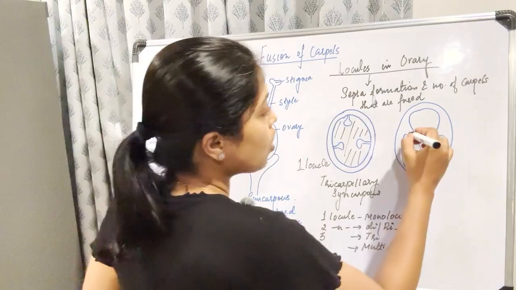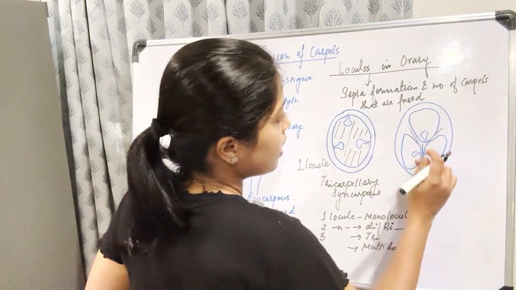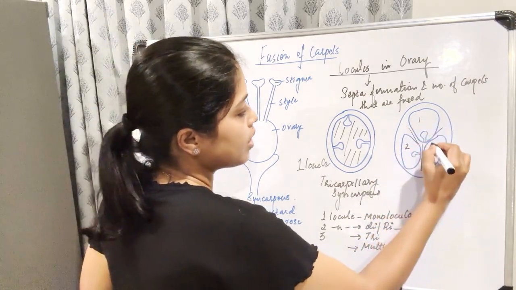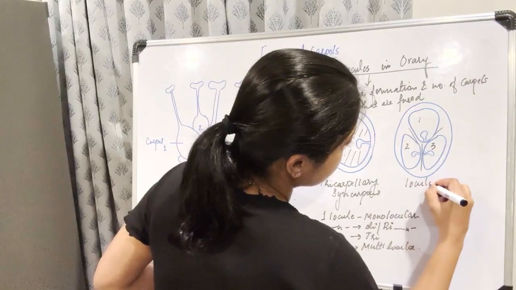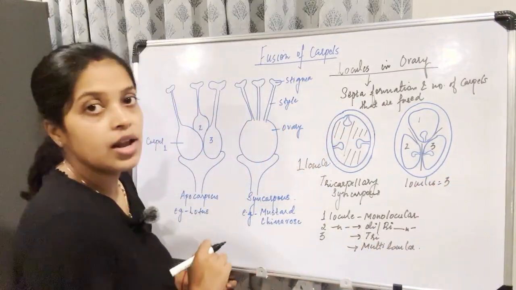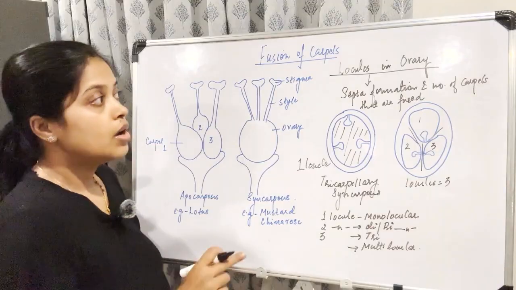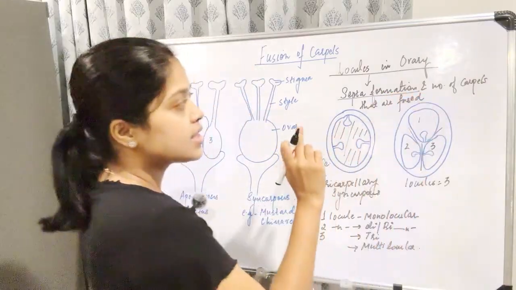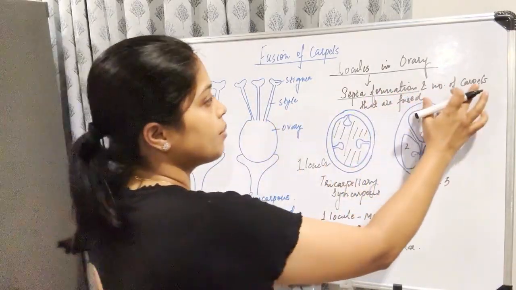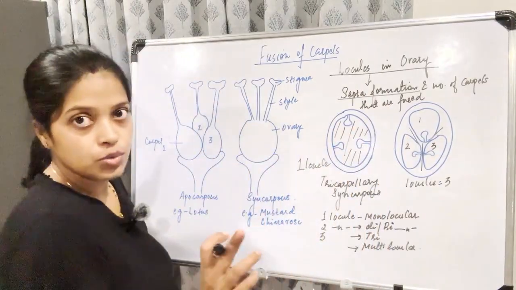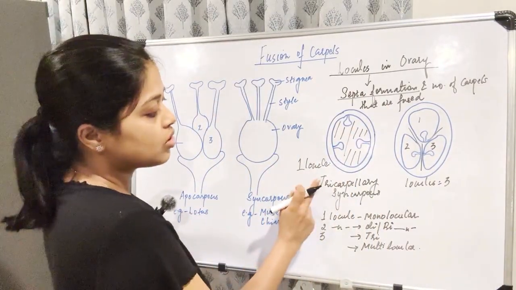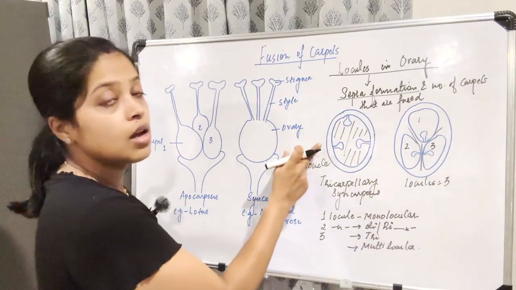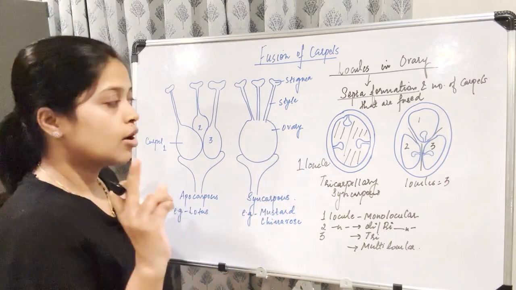But here, because septa is formed, there are three locules, 1, 2 and 3. So here the locules are 3, so it is a trilocular condition. So remember, the number of locules in the ovary is majorly determined by the septa formation and then on the number of carpels that are fused. It is not necessary that a tricarpellary syncarpous ovary will always be trilocular. It can be monolocular if the septa hasn't formed.